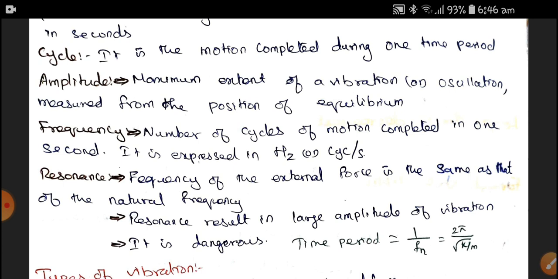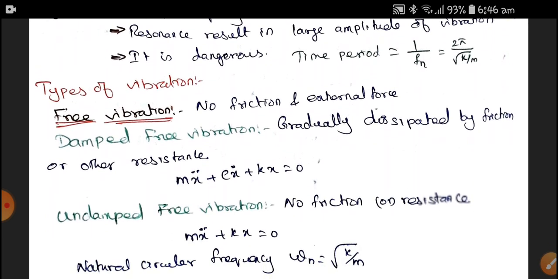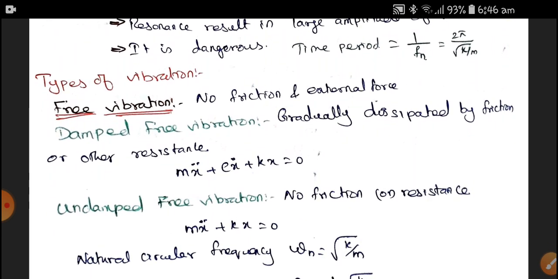Okay, next we are going to see the types of vibration. We have free vibration, forced vibration, linear vibration, transverse vibration, and torsional vibration.